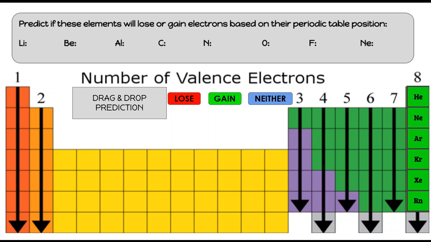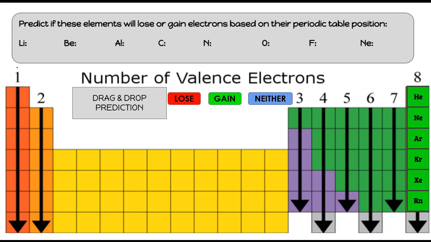All right, so looking back at the valence electrons, we could predict whether these elements are going to gain or lose electrons to become like their noble gases and have that same configuration. Remember, it's all about stability in the lowest energy state possible.